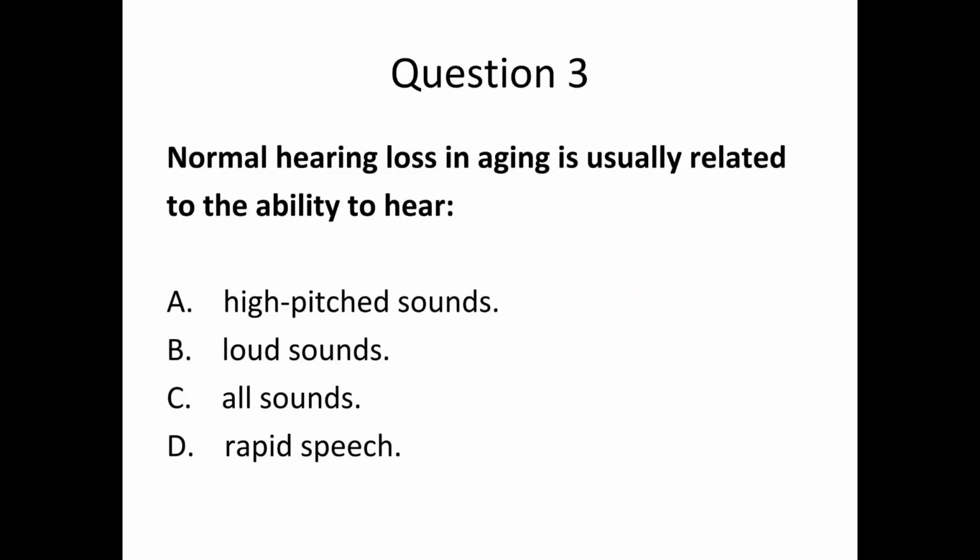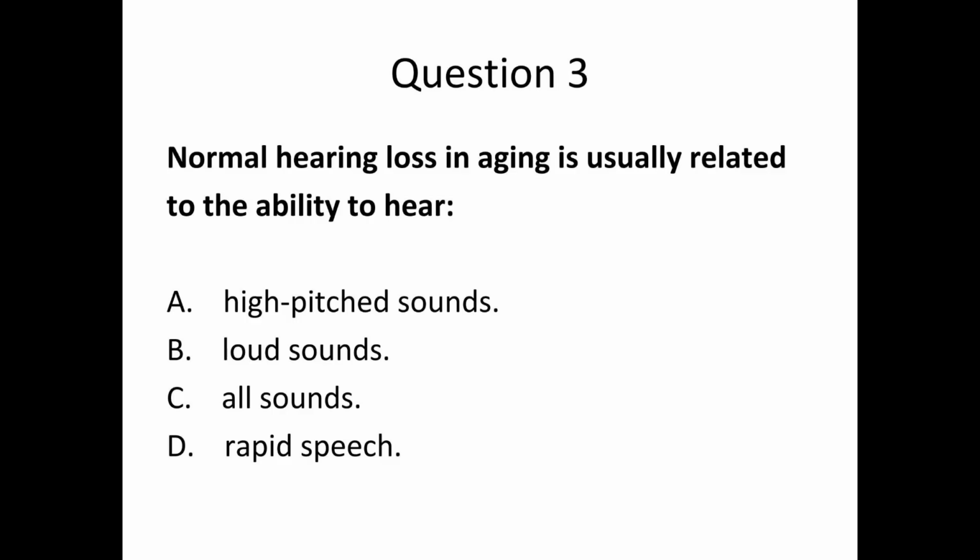Question 3 talks of normal hearing loss in aging, which is usually related to the ability to hear. This question brings us back to geriatrics, where we are mainly focusing on the elderly or the aged. As we continue aging, we are always at risk. Even our organs are already overworked, some of them are really shutting down. Apart from that, there is also exposure to harmful toxins, chemicals, and how the environment is.